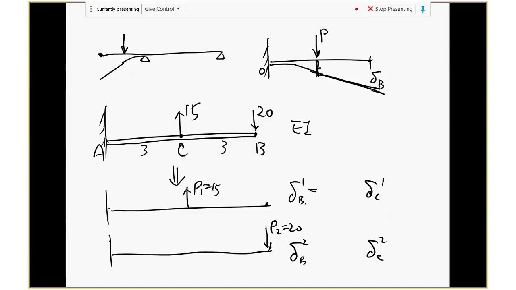For this one, delta B equals PA squared over 6EI, times 3L over 8. Let me quickly show you what I'm copying, then you can check whether I'm copying it correctly. Here's the solution. Am I copying it correctly?